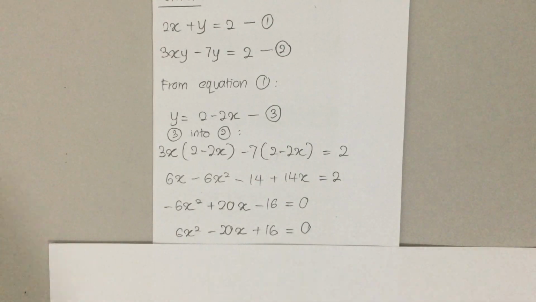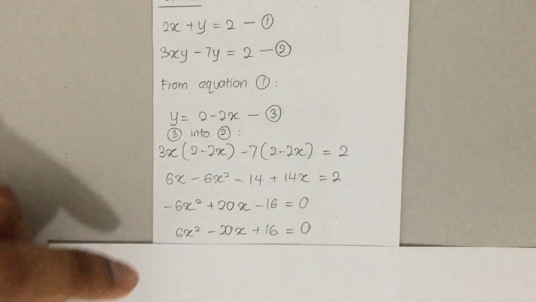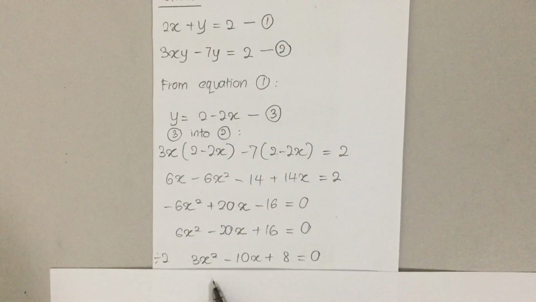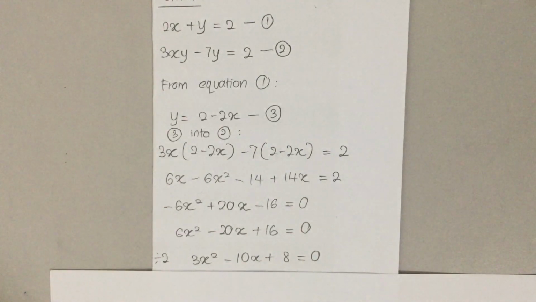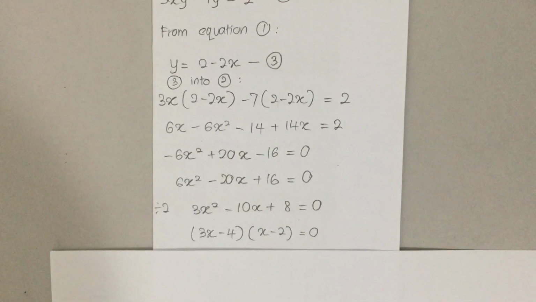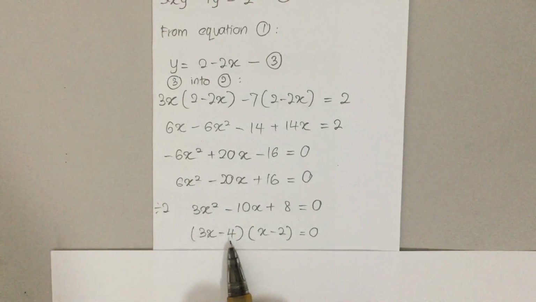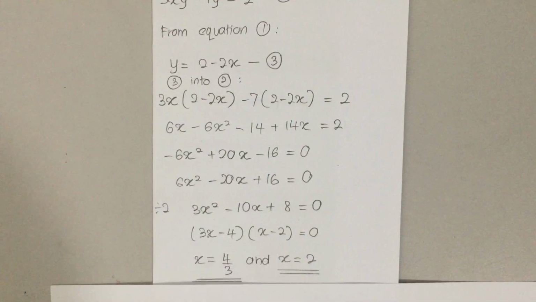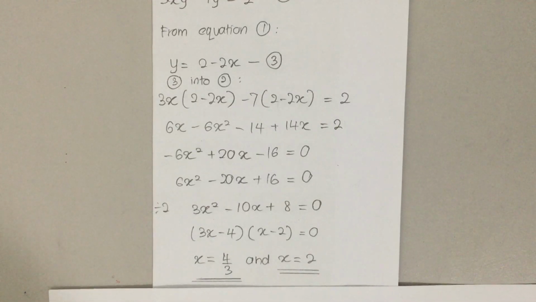As you can see here, we have already formed a quadratic equation, but we need to further simplify it. How are we going to simplify it, guys? Very simple. We're going to divide the whole equation by 2, which gives 3x squared minus 10x plus 8 equals 0. Once you cannot simplify this quadratic equation further, you can factorize it. You'll get 3x minus 4 in a bracket, x minus 2, equals 0. So you get x equals 4 over 3 and x equals 2.